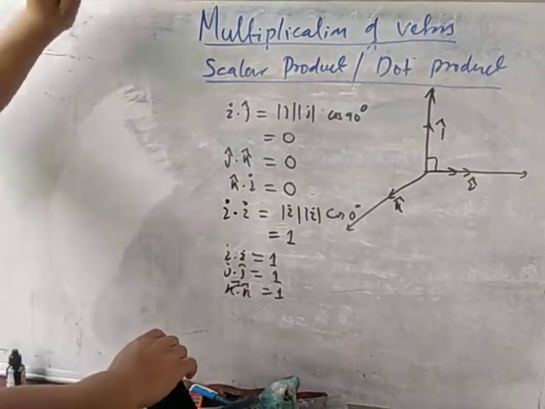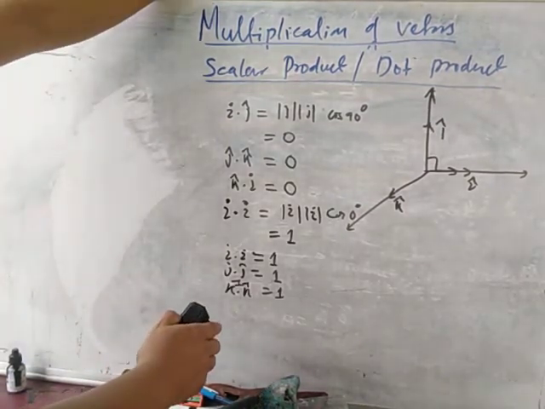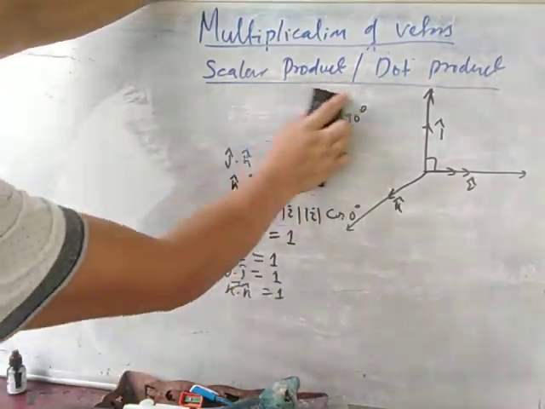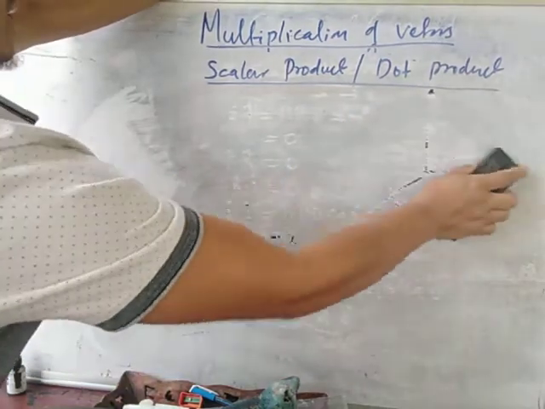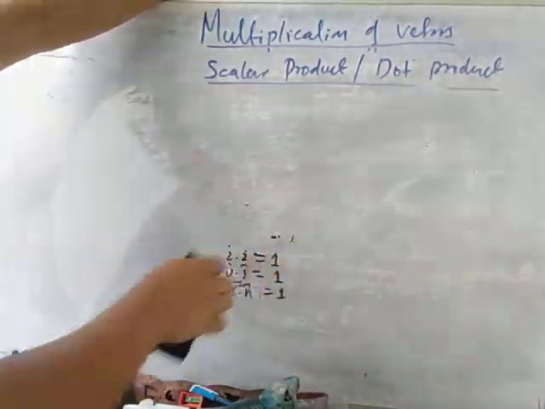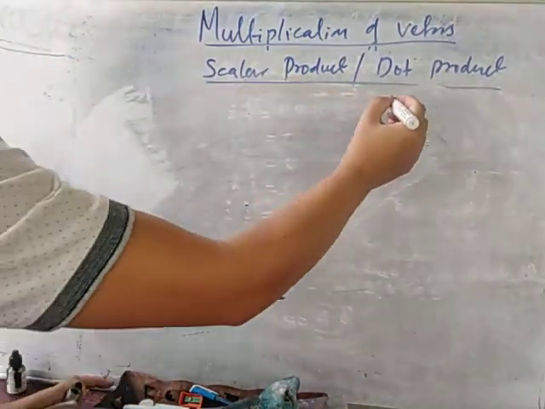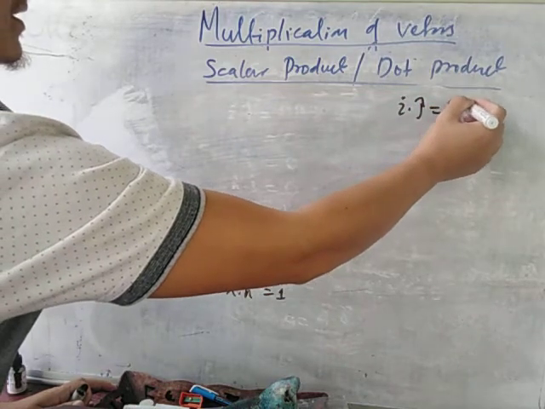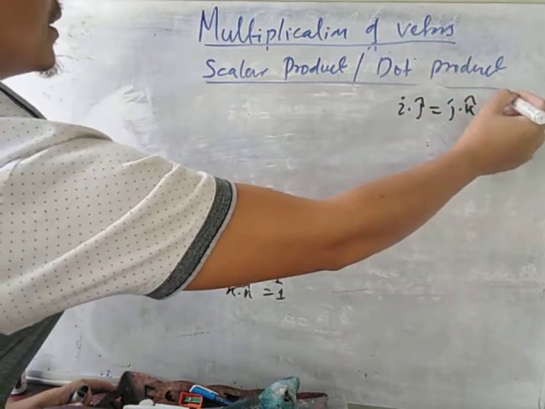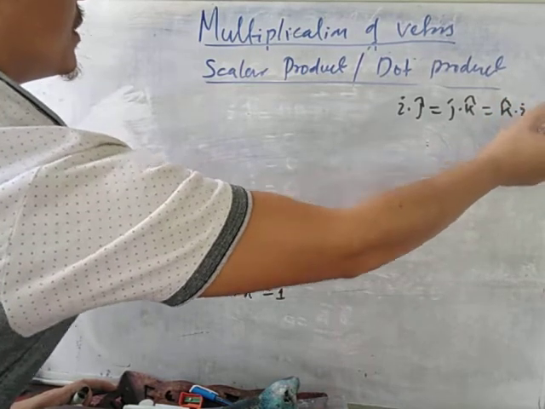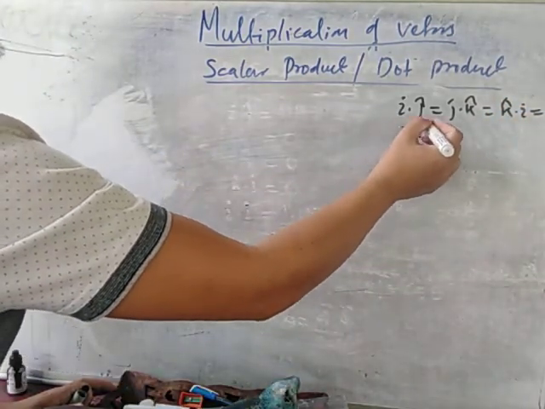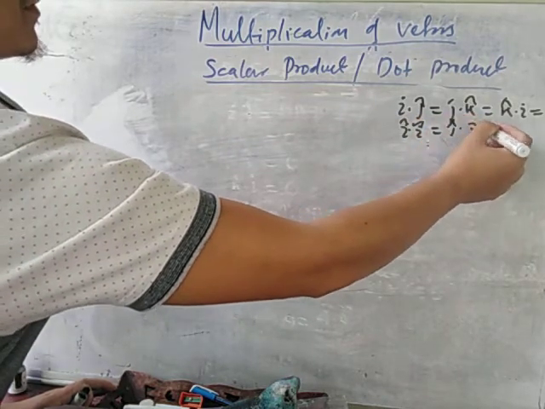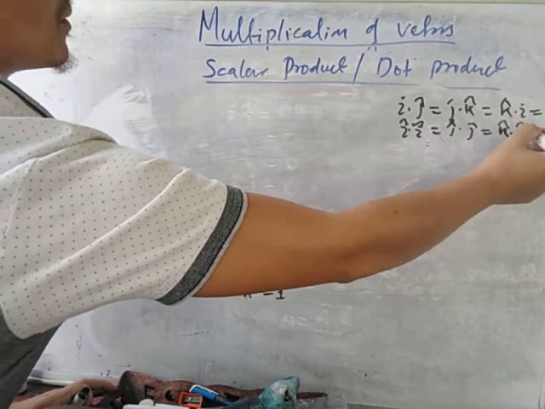Now this orthogonality says that this scalar product is 0 when they are perpendicular, and when the angle is 0 degrees then you will get 1. So, write this down, this is also a formula. i dot j equals j dot k equals k dot i equals 0. i dot i, j dot j, k dot k equals 1.